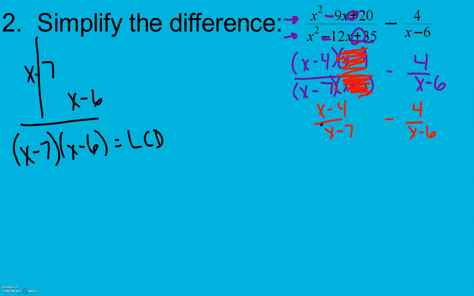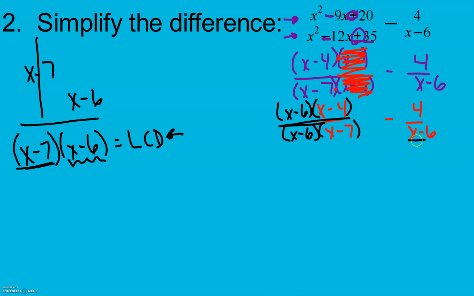So in my first fraction here, I have the x minus 7. I need the x minus 6. So I multiply by x minus 6 to make my denominator look like that common denominator I need. And if I change my denominator, I've got to change my numerator in order to keep that fraction equivalent.